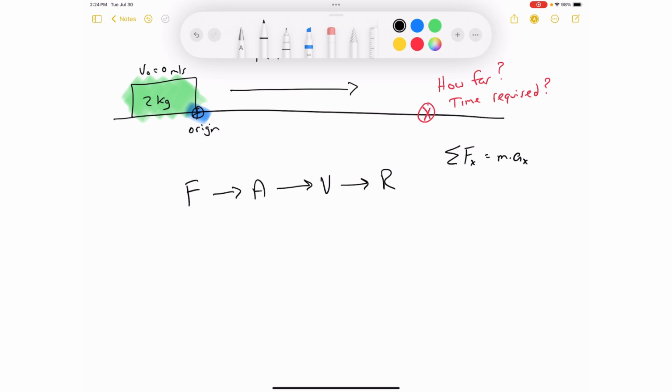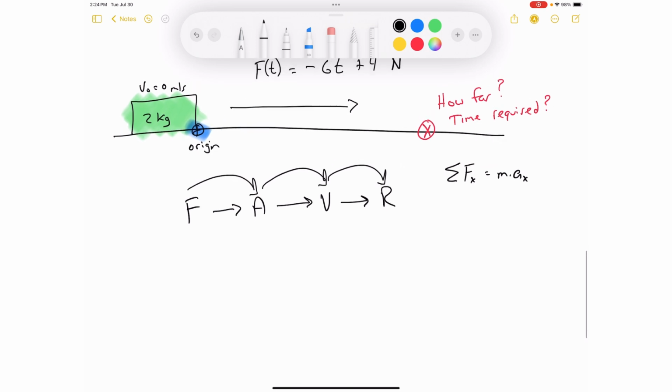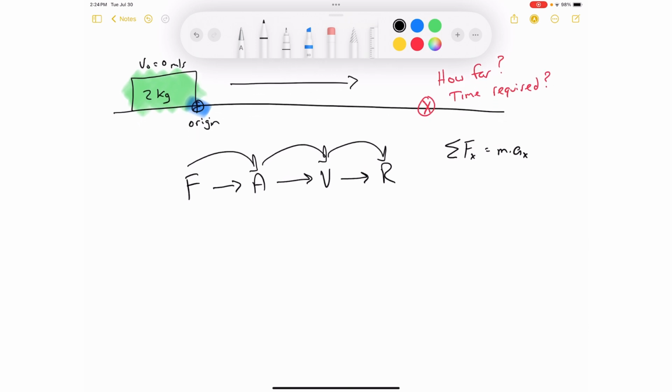So this is how you go from force to acceleration to velocity to position. Once you have position, you can just plug in whatever time you want, and you'll get how far you went, which is what we're looking for. Okay, so we know what force is. Force is equal to negative 6t plus 4.